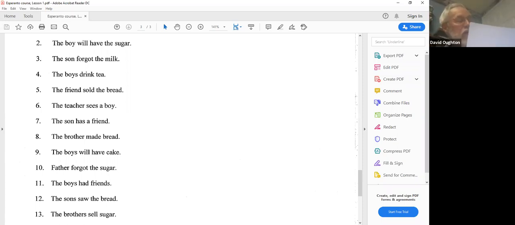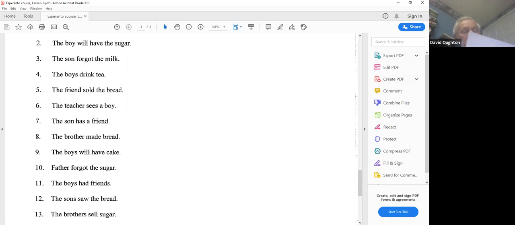Number 10, father forgot the sugar. What would that be, Leo? Patro forgesis la sucaron. Bona, everybody understand that? Let's see, we start with the beginning, the father, meaning? Father is patro. Forgesis is forgot. IS at the end means in the past. F-O-R-G-E-S-I-S. Correct. And then the sugar, so you need la sucaron.